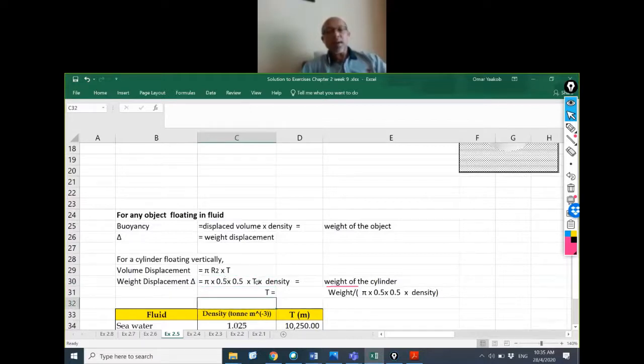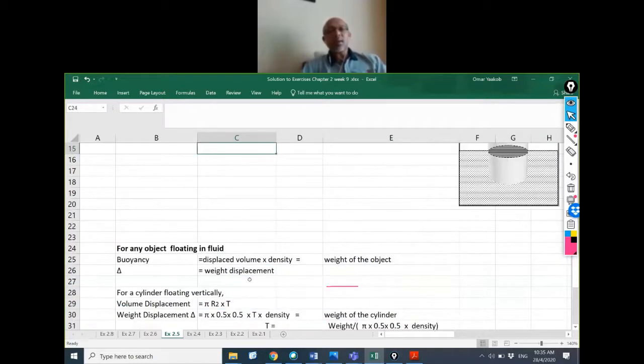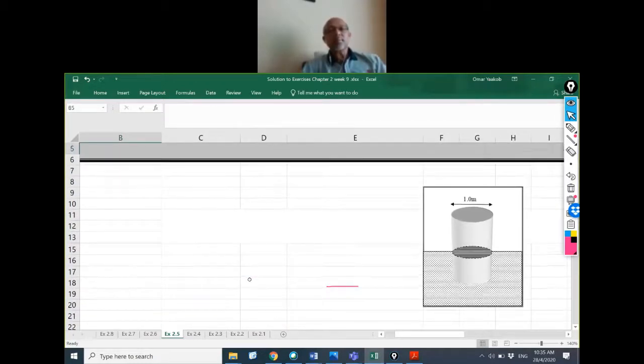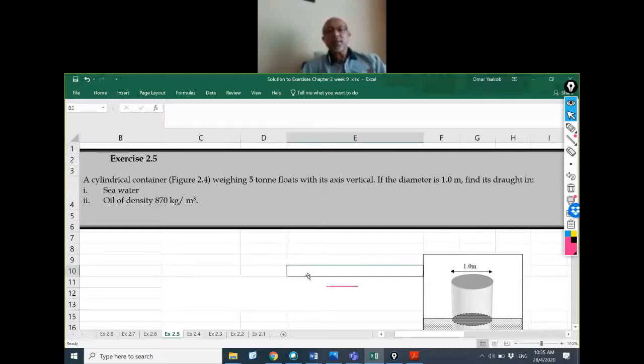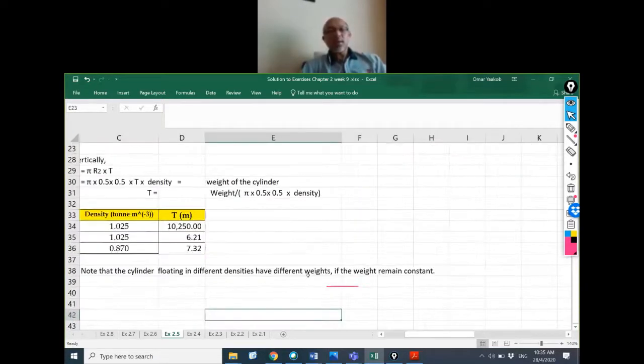So this formula is pi times r squared, because the diameter is 1 meter, so r is 0.5. Pi r squared times t is the area times draft. That's the volume. So multiply by density, you get the same as the weight of the cylinder. So from there, you can find what is T. We know the weight. We are given the weight in the exercise. 5 ton. So we can get the draft.